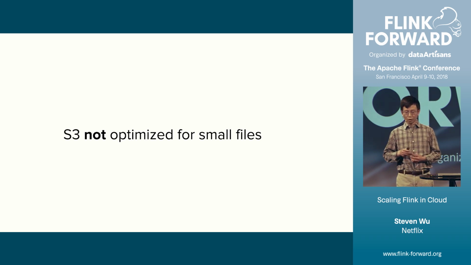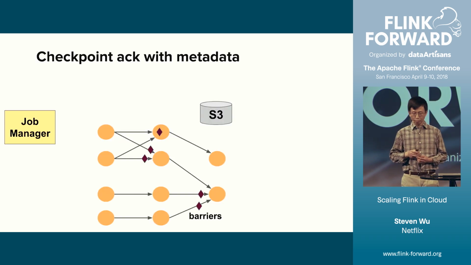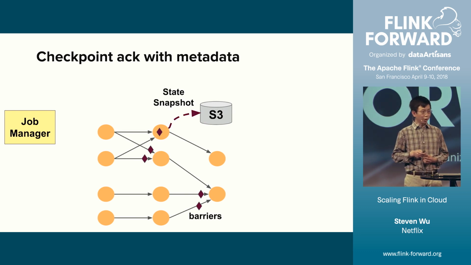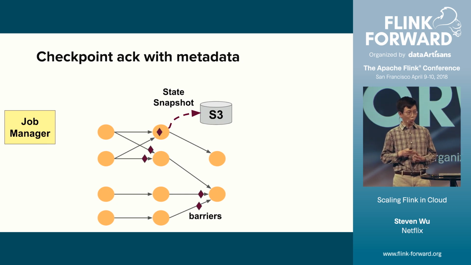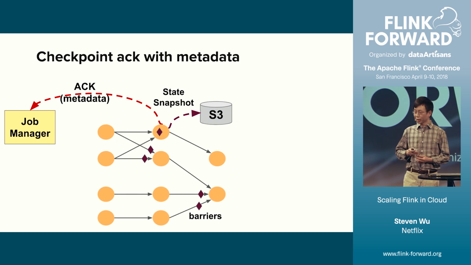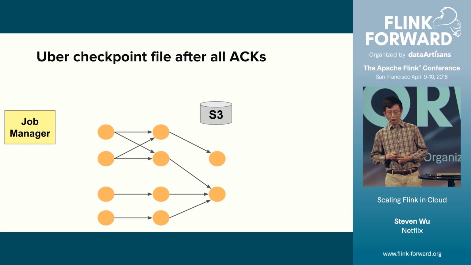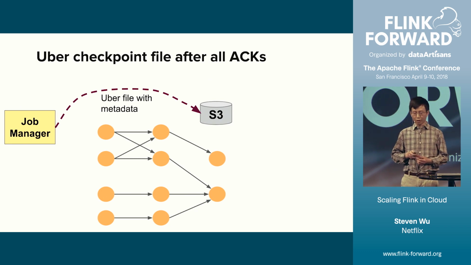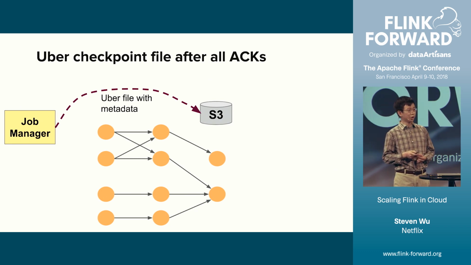The second thing for S3 is that it's not optimized for small files. If we look at the checkpoint a little bit more, after the operator takes a snapshot of the state, it will write the snapshot to S3. And the operator will send an acknowledgement back to the job manager. In the acknowledgement, metadata is attached. The metadata usually contains the location of the S3 file. After the job manager receives the acknowledgement from all the operators, it will write an Uber checkpoint file to S3. This is how Flink achieves a globally consistent view for each checkpoint, even though each operator is taking the snapshot asynchronously at its own pace.